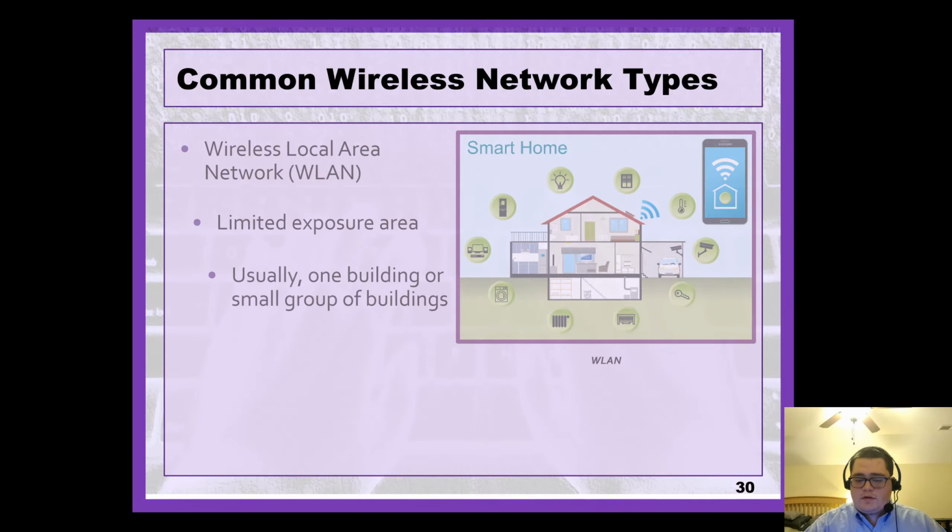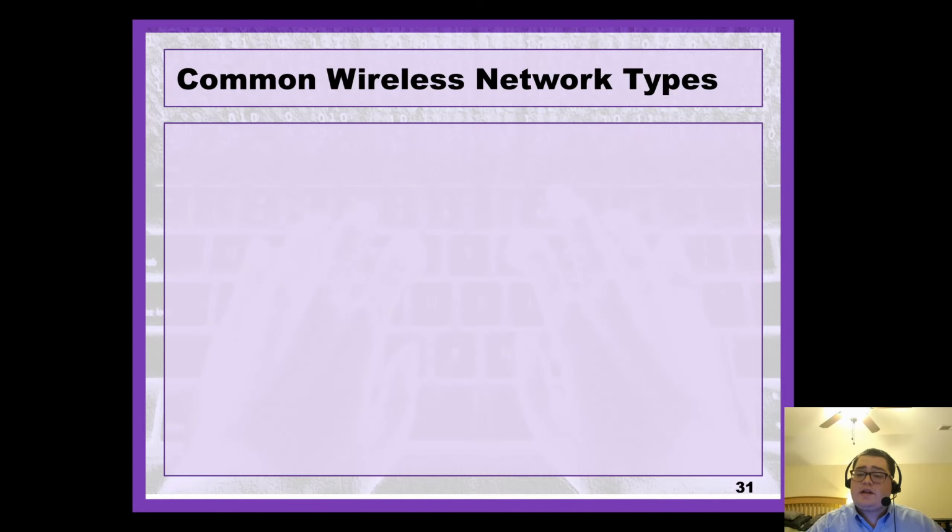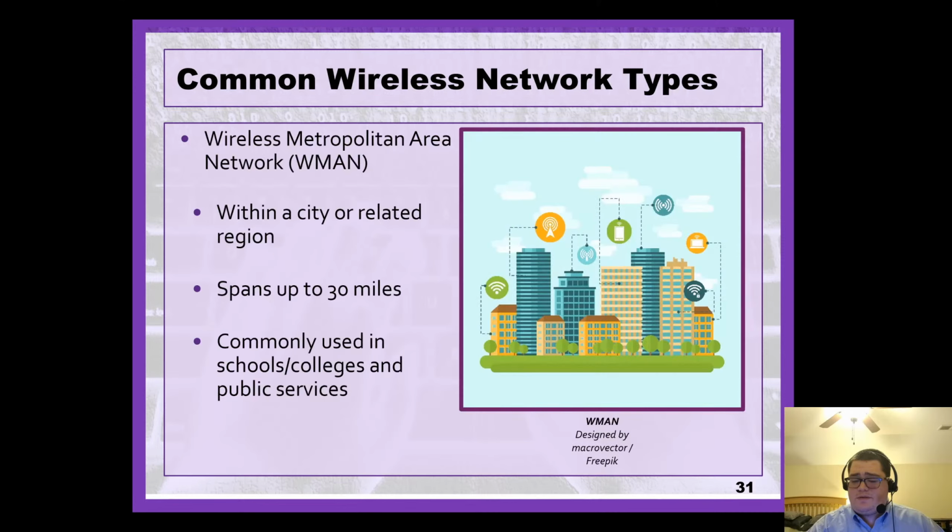Wireless local area network, these are typically one of the most common wireless networks. They have a limited exposure area. Usually they cover one building or a small group of buildings, and they typically use the Wi-Fi standard. Next, we have the wireless metropolitan area network. This typically covers a city or related region. It typically spans up to 30 miles, and it's commonly used in schools and colleges, as well as public services, anything that may have to cover a large area.